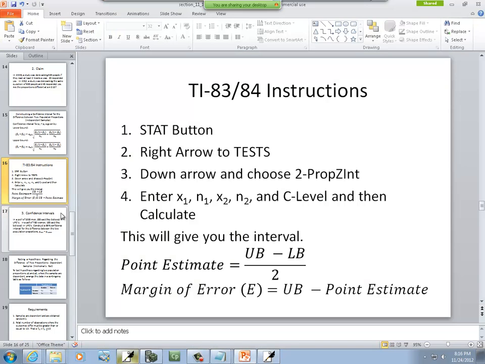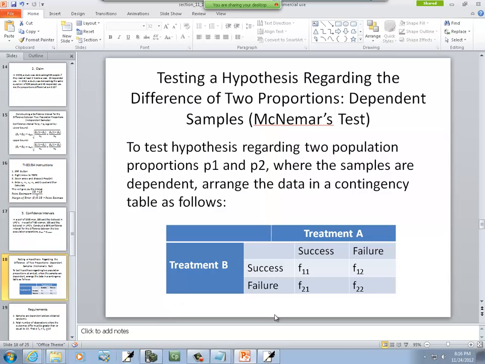Okay, so that's our confidence intervals. Now let's take a look at testing a hypothesis regarding the difference in 2 proportions. And this is dependent samples. And the book explains this. One particular example I thought of is if you got a skin condition and you put one particular cream on one arm, a different cream on another arm, and you're testing it. And you're testing the success or failure. Well, that's what this indicates.